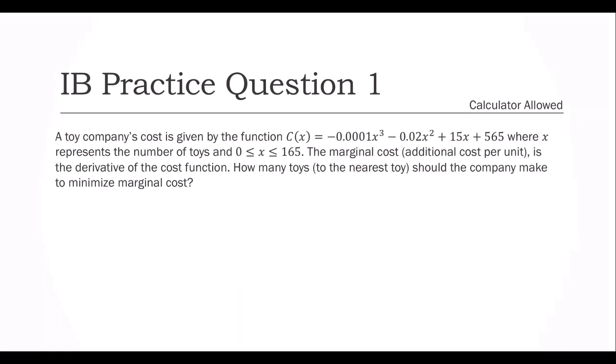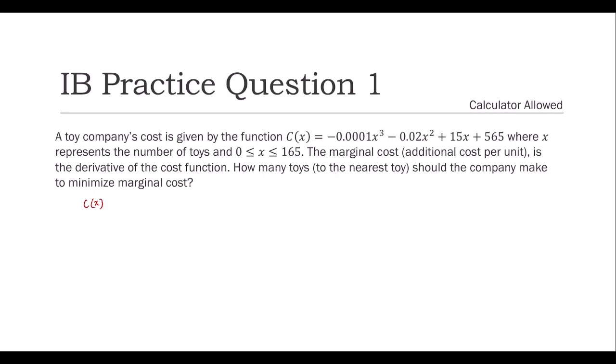So our first step is to draw a labeled diagram. With this one, we wouldn't really need to draw a diagram because we don't have any box or volume, surface area, anything like that. So we can go to step 2, where it says write an equation for what is being optimized. So we're trying to optimize the marginal cost, which is the derivative of our cost function.